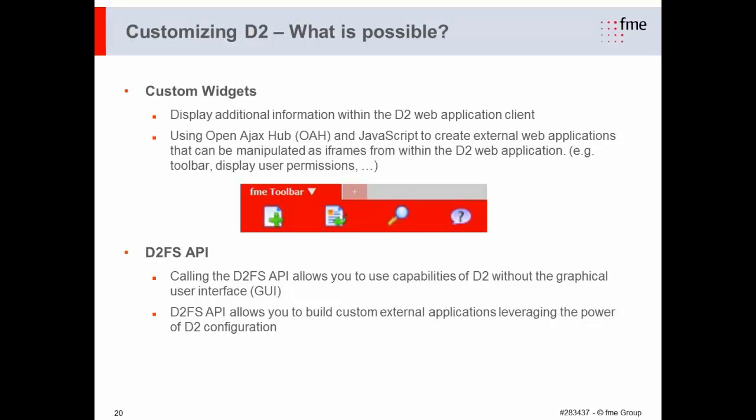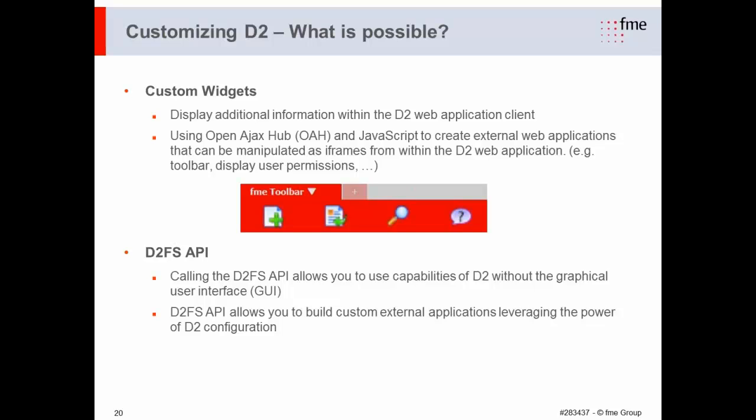D2 provides default widgets, like the document list or the browser tree or the view of the relation or version. These are default widgets which are provided by the D2 client. In addition to that, if you want to display additional information, or if you want to display some custom controls or anything else, you can create custom widgets and integrate these custom widgets in the D2 client. For example, in the screenshots you see a toolbar. This is something we have developed for a customer.